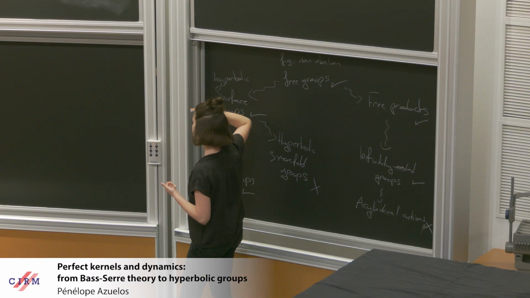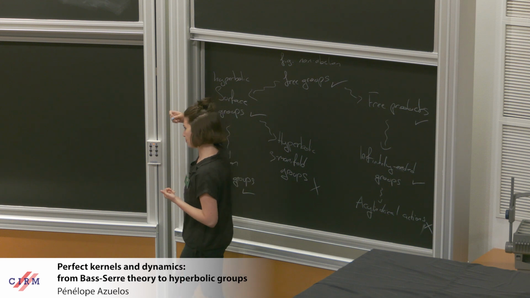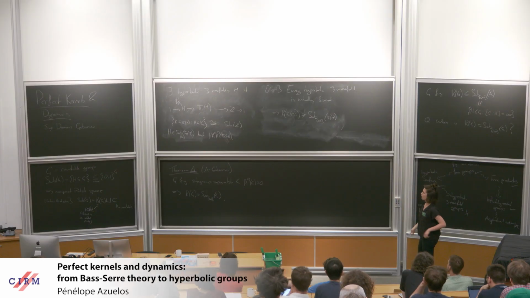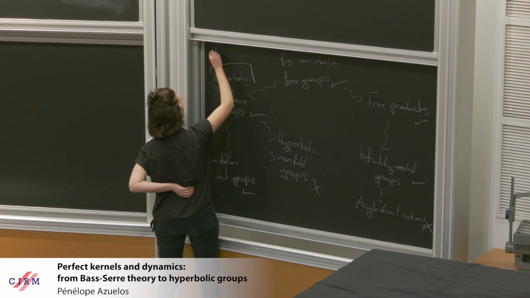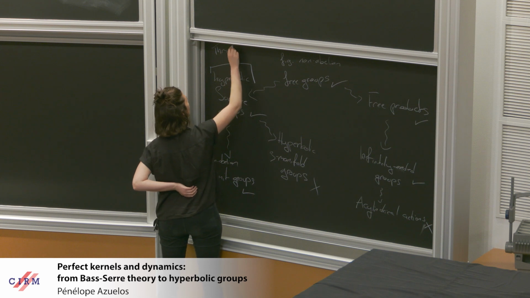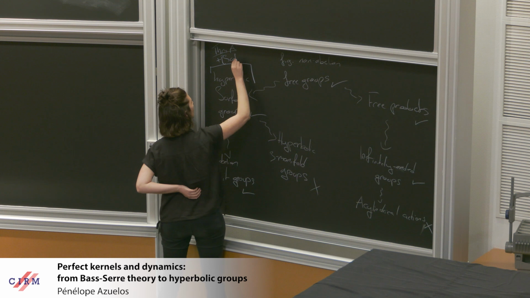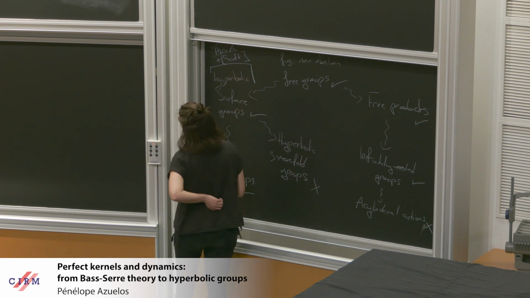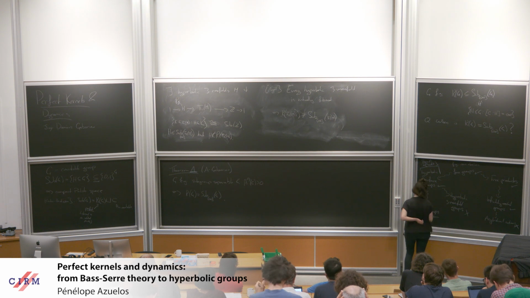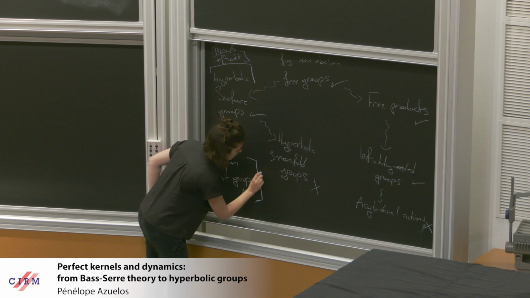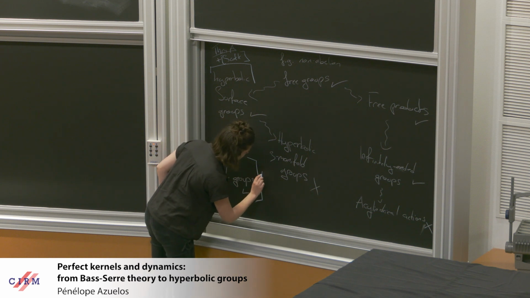Also, surface groups are subgroup separable. This was shown by Peter Scott, and they also have positive first L2 Betti number. So this gives us our first result. More generally, limit groups are subgroup separable. This was shown by Wilton, and when they are non-abelian, Pichot showed that they have positive first L2 Betti number.